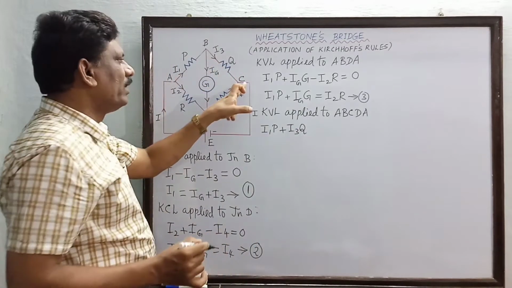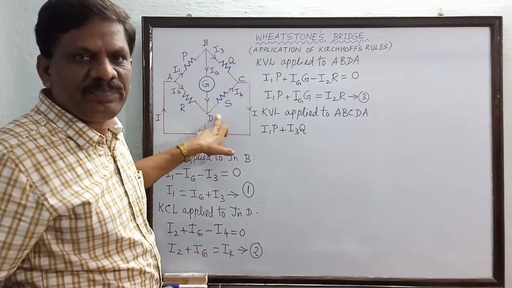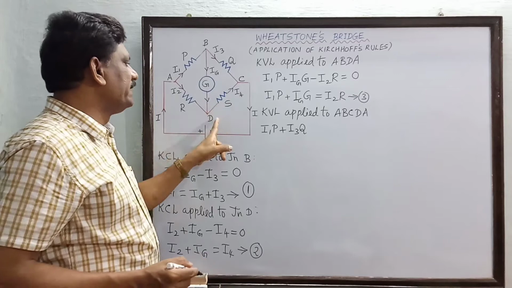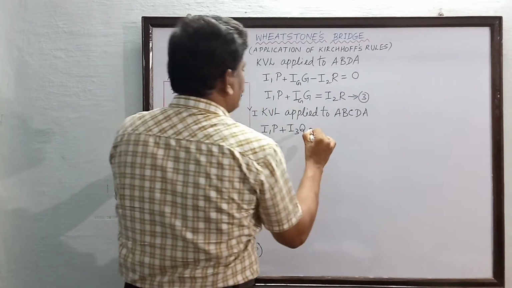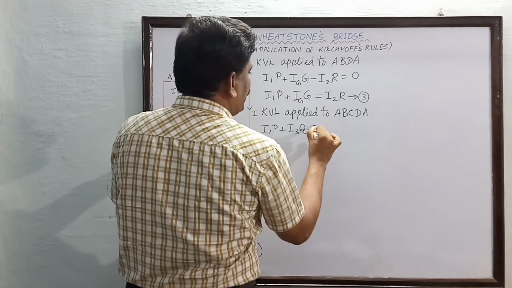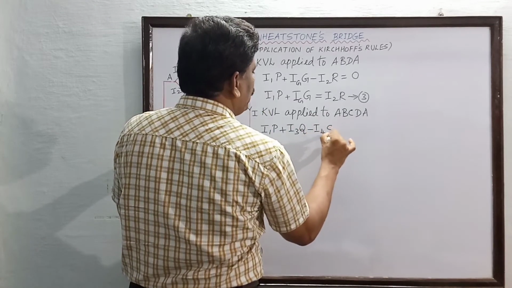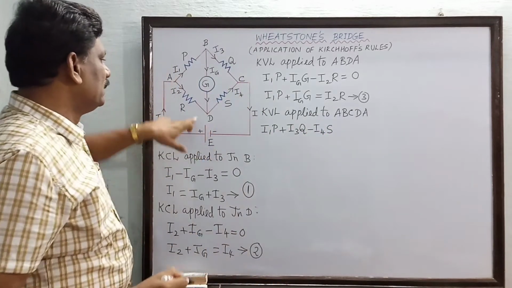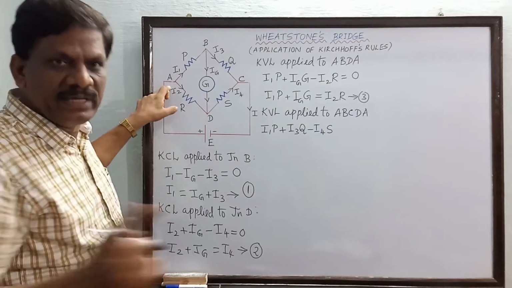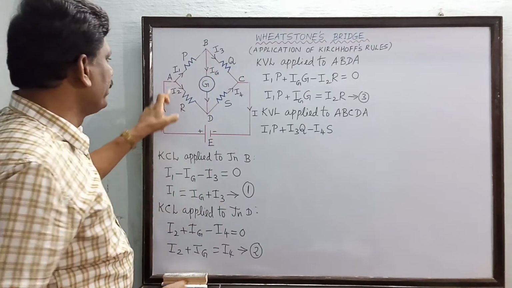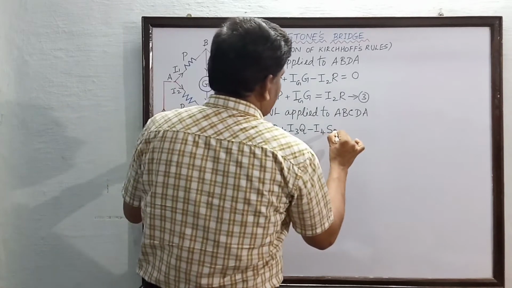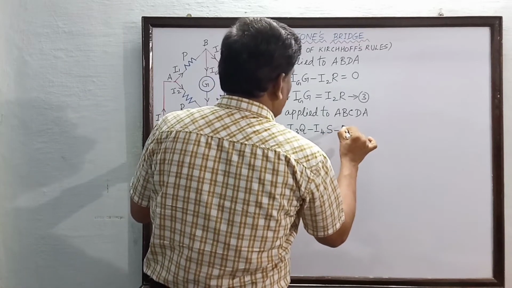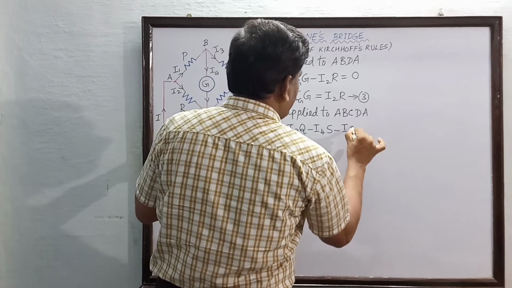Now I have to proceed from C to D. But the current I4 is proceeding from D to C, opposite. Therefore the IR product I4 into S must be negative. So this is minus I4 into S. Once again I proceed from D to A. But the current I2 is flowing from A to D. It is against the path of proceeding. Therefore, that also is negative. So, minus I2 into R.